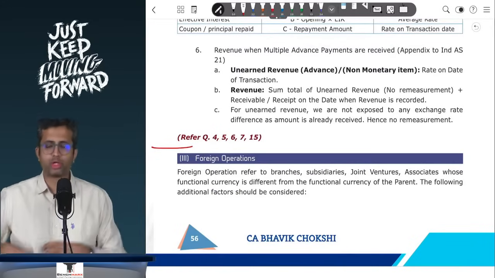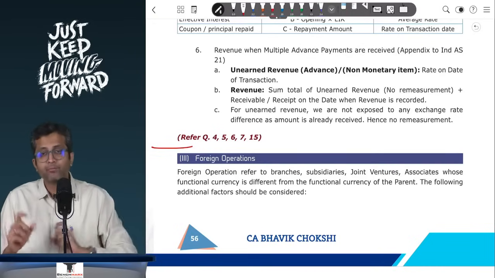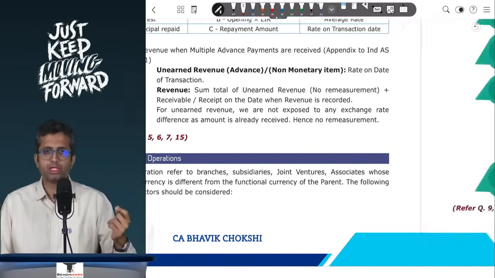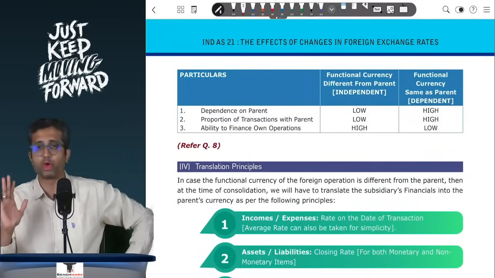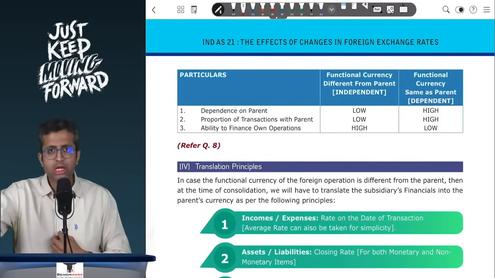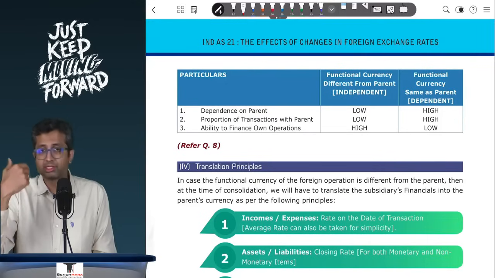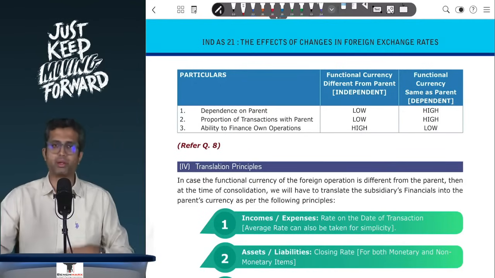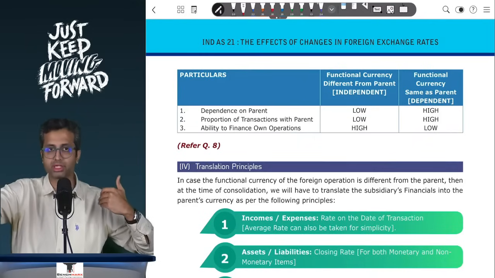Now, what do you mean by foreign operations? These may be foreign branches, foreign subsidiaries, foreign joint ventures, where the functional currency is different from that of the parent. So, you might have a foreign office domiciled in a foreign country. Merely because it is domiciled in a foreign country does not mean it is a foreign operation. If it is largely dependent on you, proportion of transactions are very high, you are financing that, then it is like a dependent branch, in which case their functional currency will be the same as that of the parent's currency.